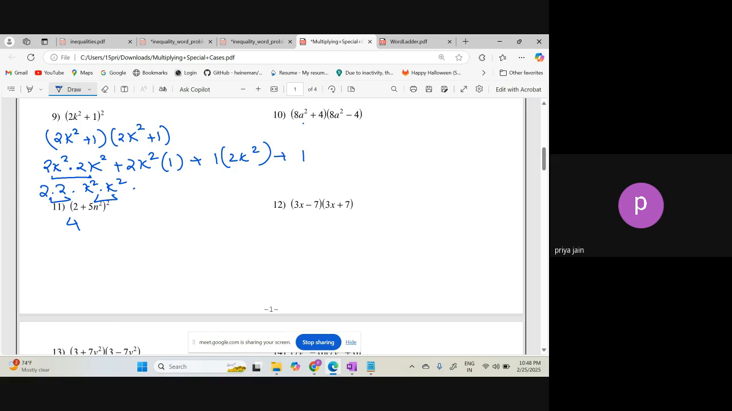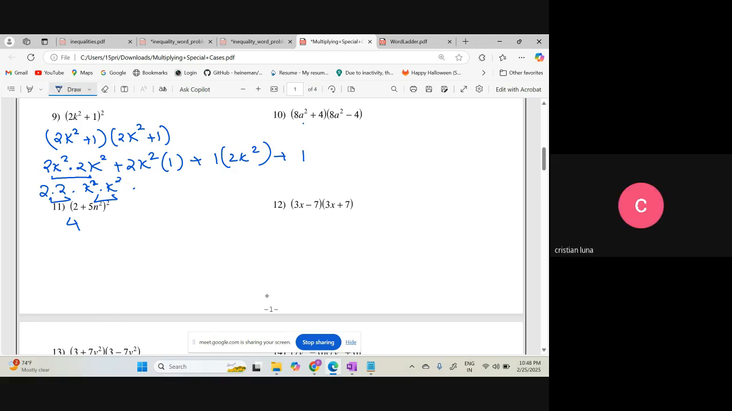Whenever you have two same bases, by bases I mean two same variables, and they're being raised to any power, when they're being multiplied, you add the powers. When they're being divided, you subtract the powers. So it's going to be 2 plus 2. If I had 1, then it's going to be 2 plus 1. Does that make sense? Yeah, I understand.